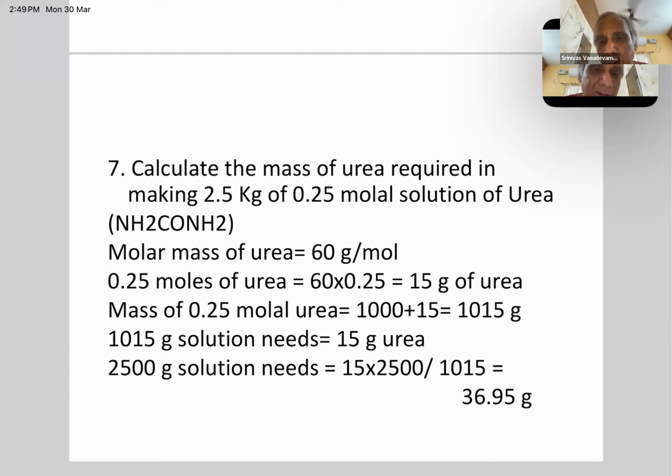Next class, we'll do Henry's law, application of Henry's law and numerical based on Henry's law.